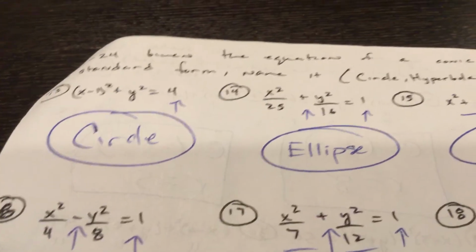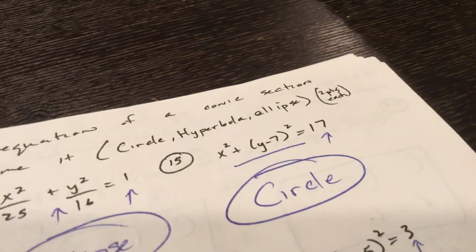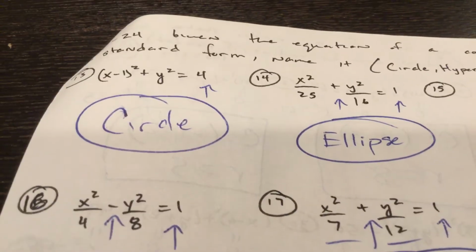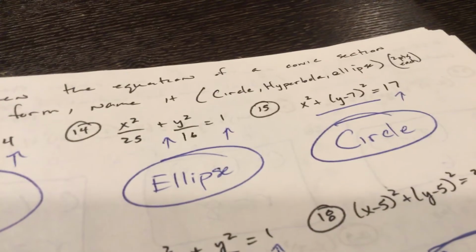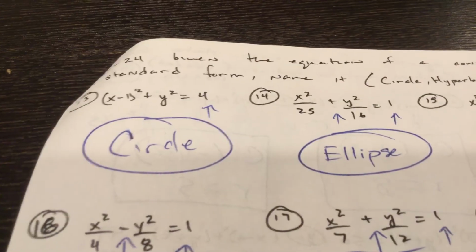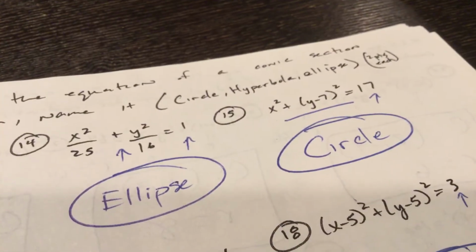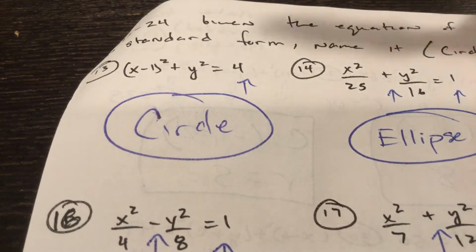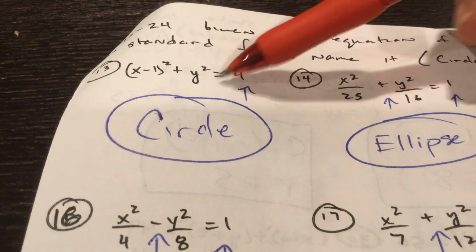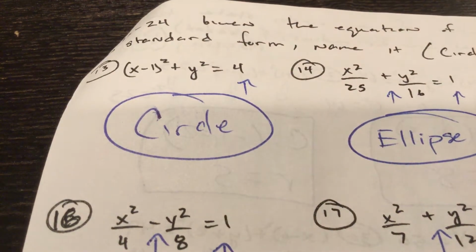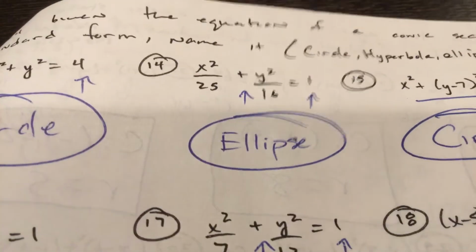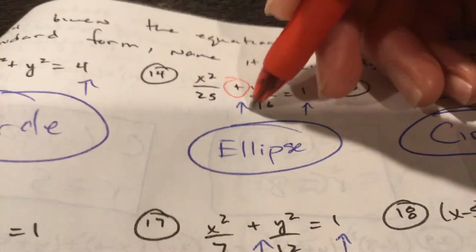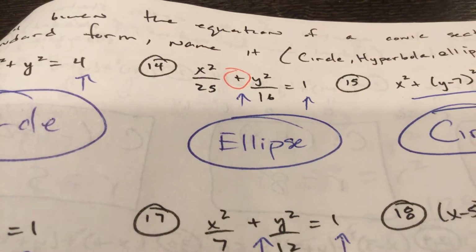In the previous one, you wrote down the directions given the equation of a conic section. That's if I slice a cone different ways, I can get a hyperbola, ellipse, circle, or parabola. In standard form, name it: circle, hyperbola, or ellipse. You need to write the equation down. You're not dividing x squared or y squared by anything, and it doesn't equal 1. That is a circle. You are dividing x squared and y squared by something, and it does equal 1. It's not a circle, but there's a plus in between, so it's an ellipse.